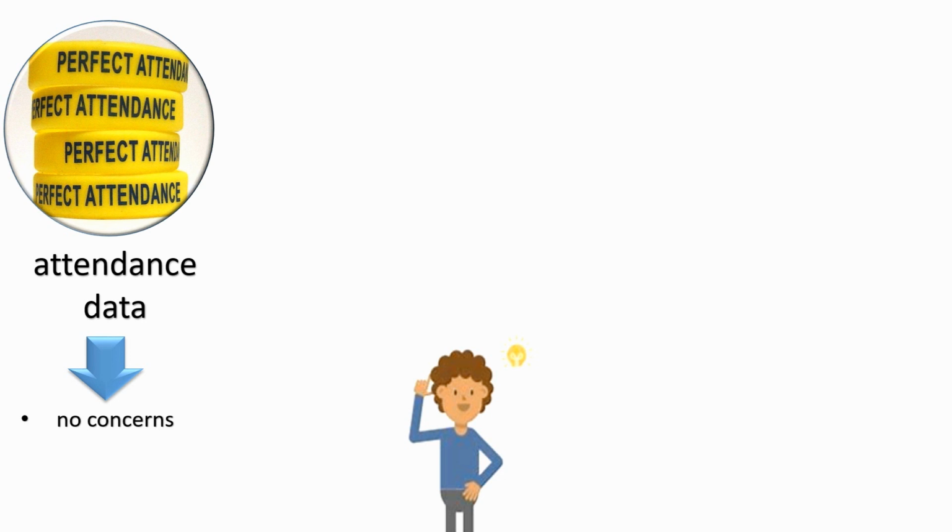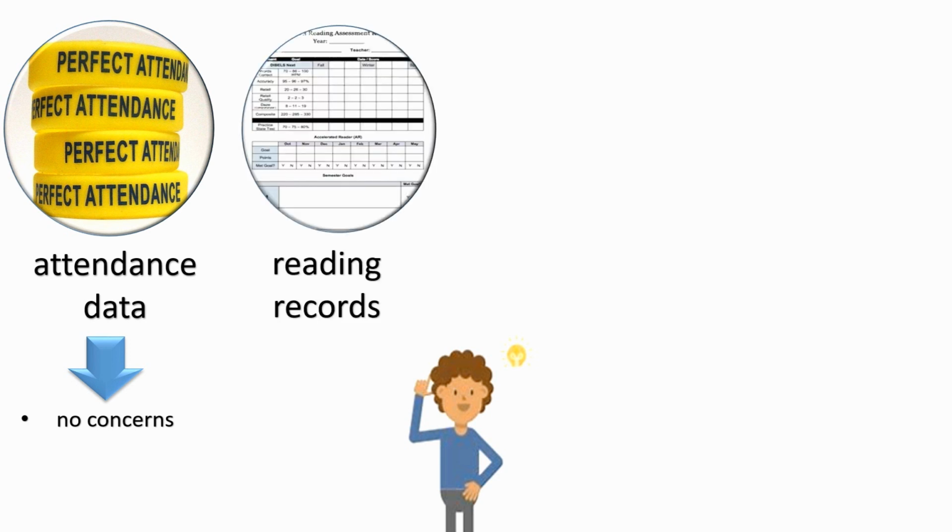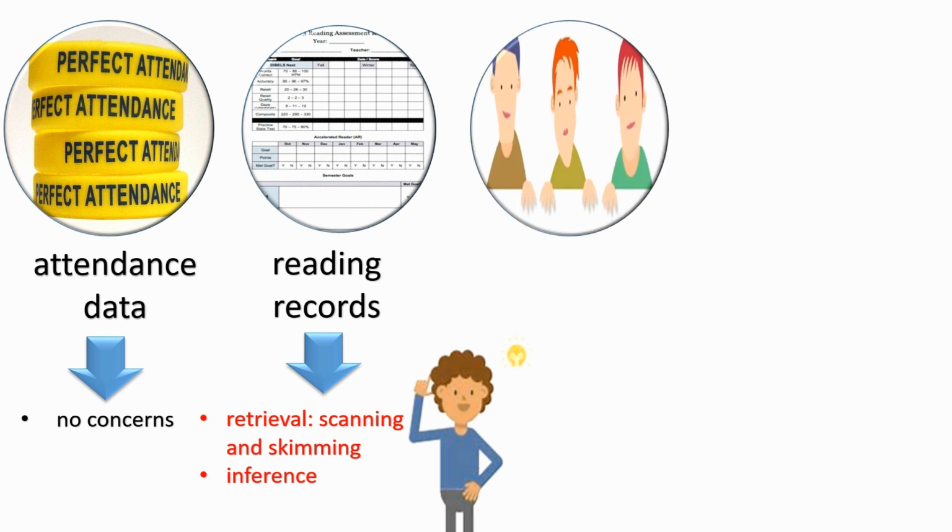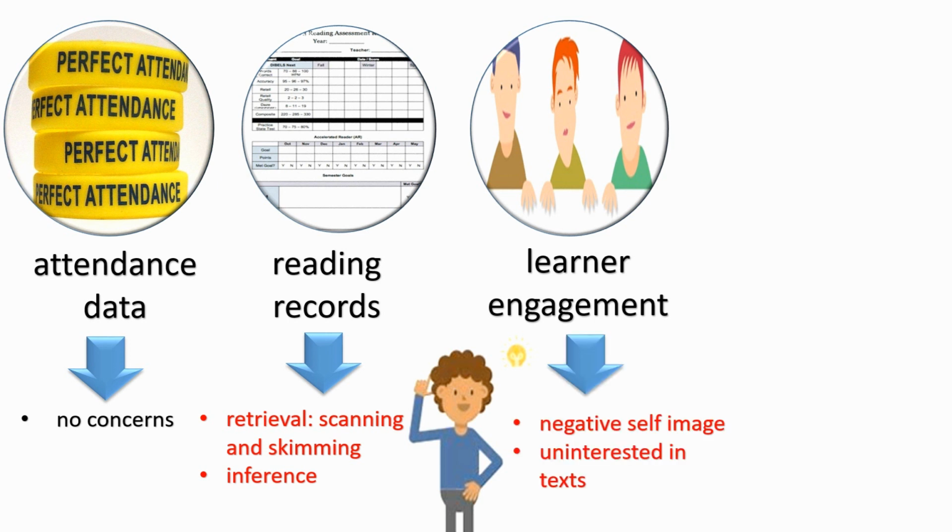Looking at reading records and assessments, it is clear there is an issue with comprehension. The boys find it difficult to retrieve answers quickly and lack skills such as skimming and scanning or tracking as they read. They also find it difficult to infer from the text. Learner engagement is something that is key. Talking to the boys reveals that they have a very negative self-image of themselves as readers, and they are uninterested in many of the texts that have been covered. Longer texts seem to be more intimidating for them.